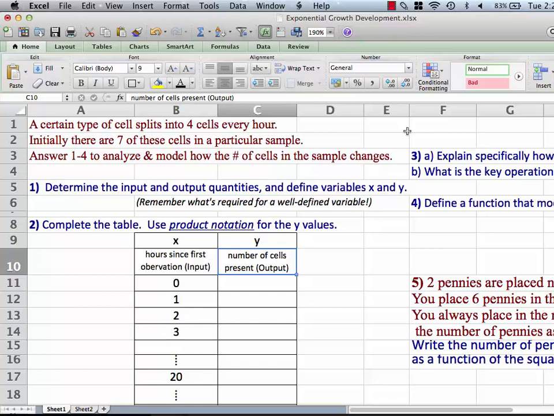Okay. Go. So do 7 cells make 28, or do 7 make 11? You'll think about that. So each cell splits into 4 every hour.